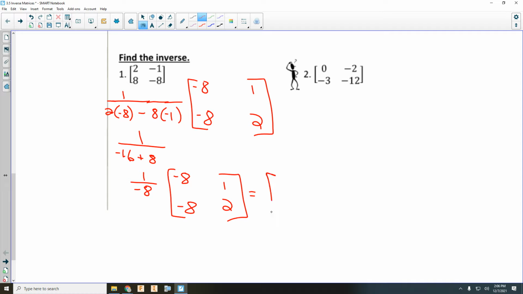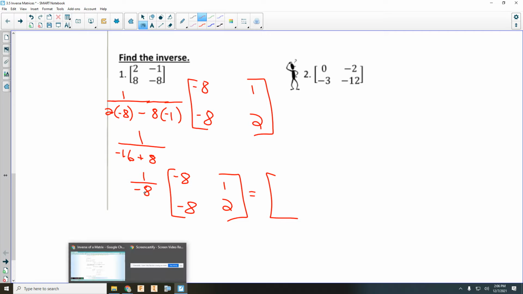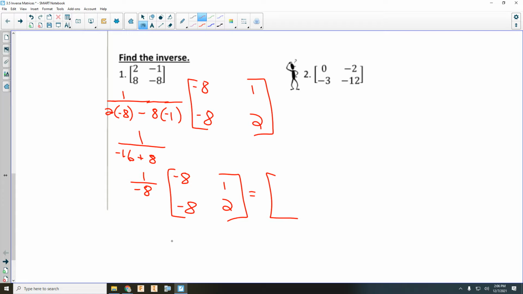So then if we distribute that, let's see, what do we get? We get 1/8, negative 1/8 times negative 8, that would be positive 1. Positive 1 there. Negative 1/8 there. And negative 2/8, which would be negative 1/4 there. So that would be the inverse. This question here asked me just to find the inverse.